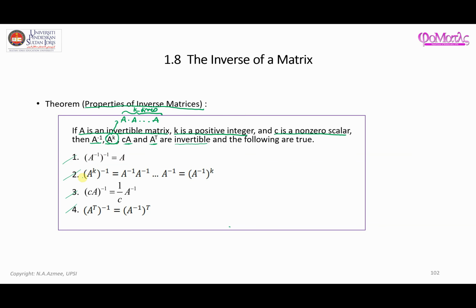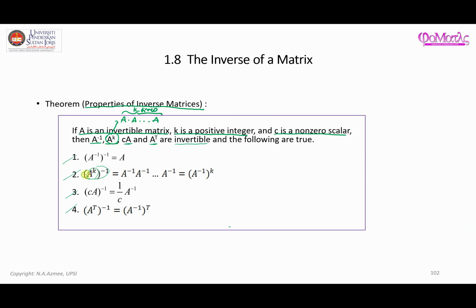For the second property here, you can see that the process is you do the one in the bracket. That means you will multiply matrix A with itself up to k times. So this is the process. You multiply A with itself according to this value, how many times. So you do it up to k times. Once you get the result, then only you find the inverse of that result.